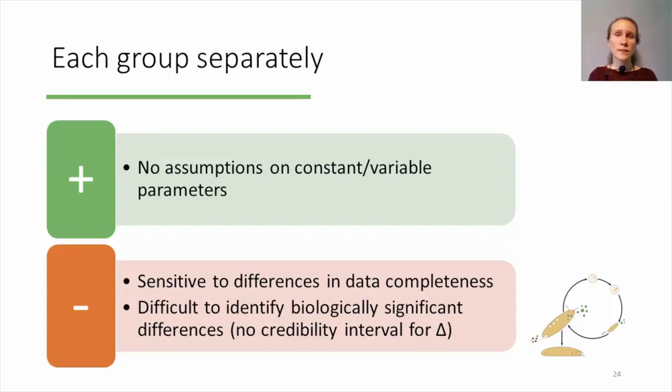The problem is that this method is quite sensitive to differences in the completeness of the dataset for different subspecies, so that differences in parameters between groups could actually stem from differences in the quality of the data. It's also difficult to identify and quantify which are the biologically significant differences, and there is no way to build a credibility interval for delta in that case, at least with numerical optimization methods.